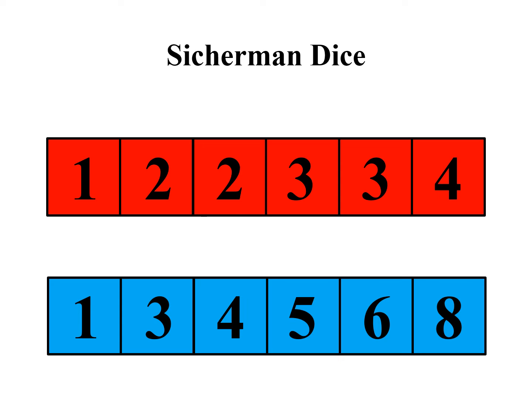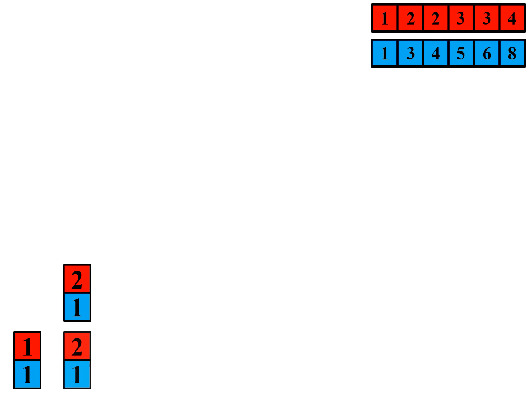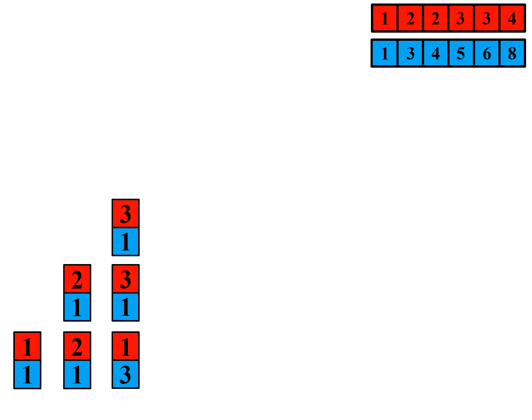Let's look at the sum distribution. There is one way to get sum 2, red 1, blue 1. There are 2 ways to get sum 3, red 2, blue 1, and red 2, blue 1. There are 3 ways to get sum 4, red 3, blue 1, red 3, blue 1, and red 1, blue 3. Let's put up the rest of the outcomes.